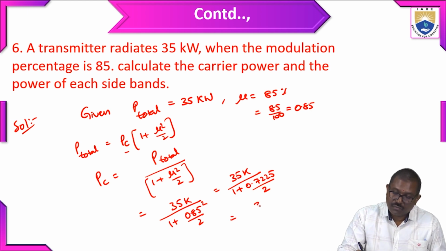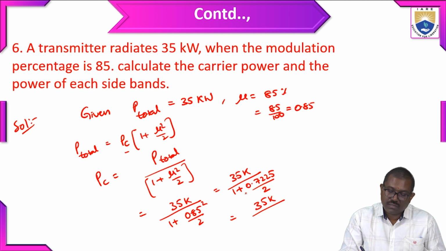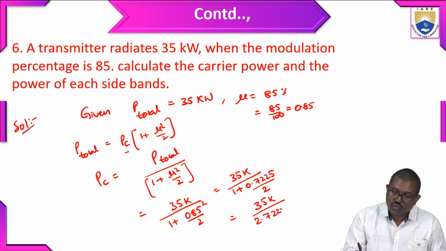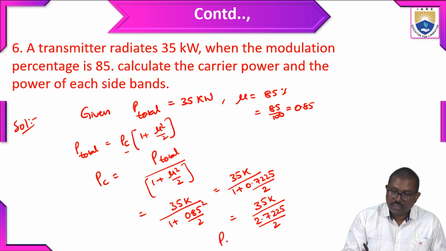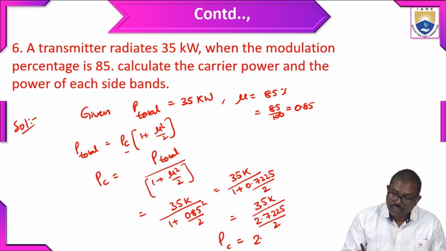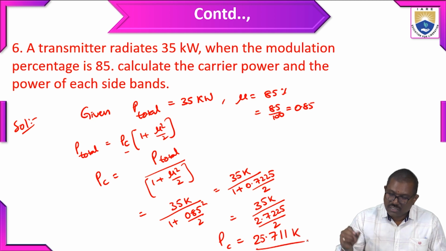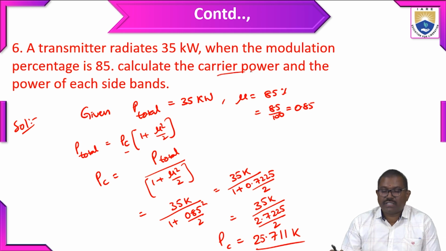So 35 K divided by, taking the LCM, 2.7225 divided by 2. Finally you get the carrier power: 25.711 K. So this is my carrier power.